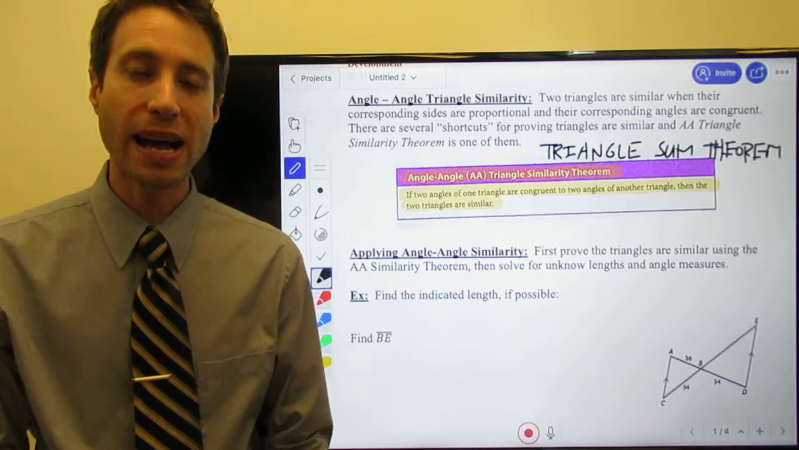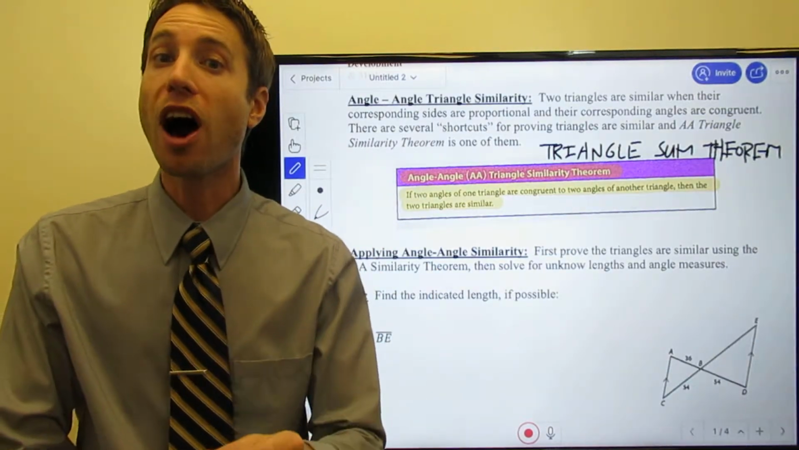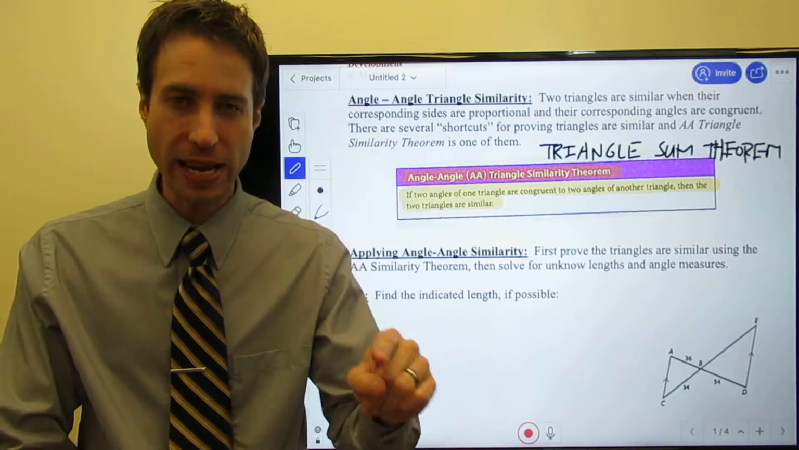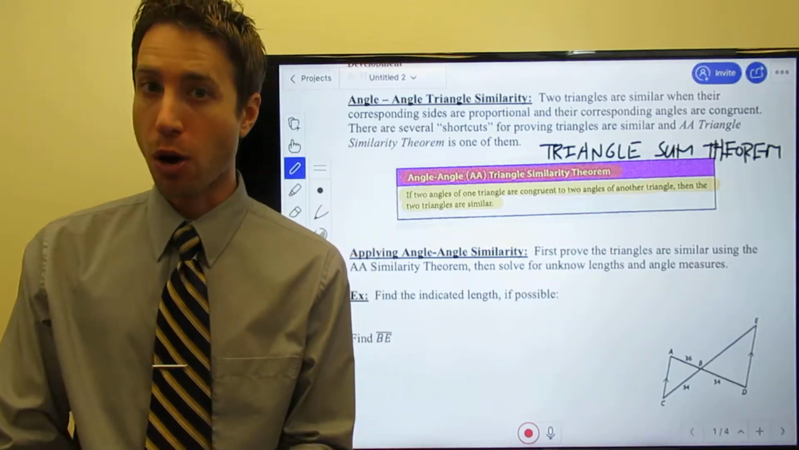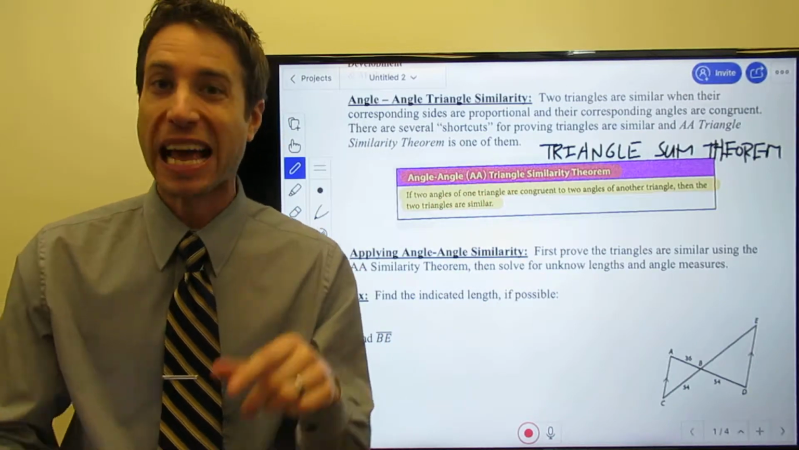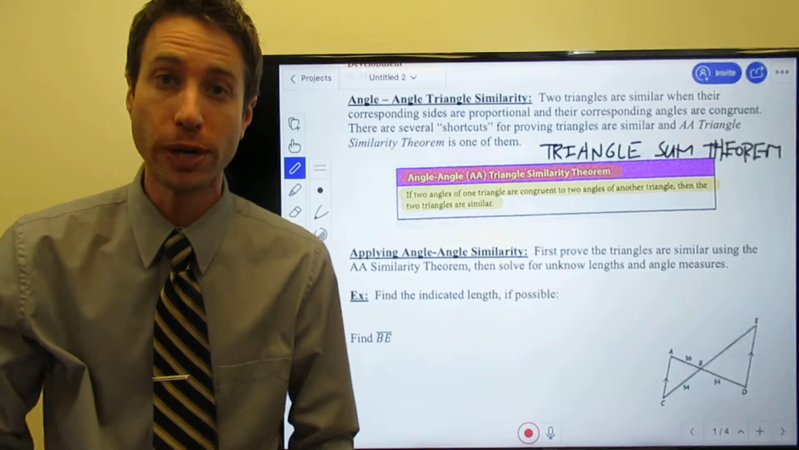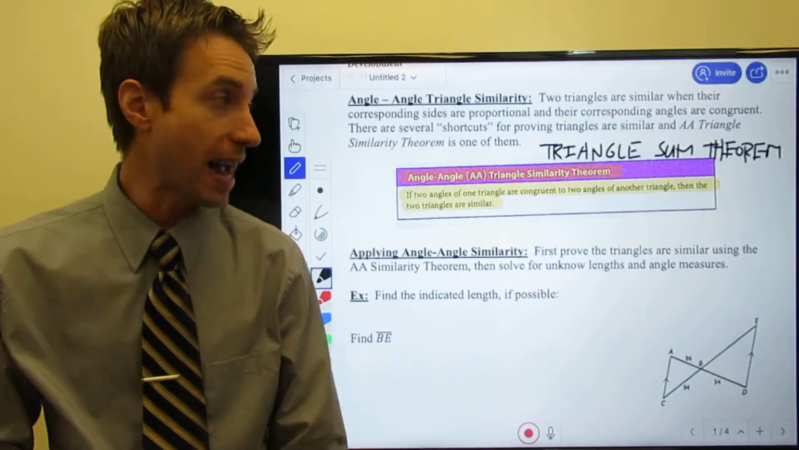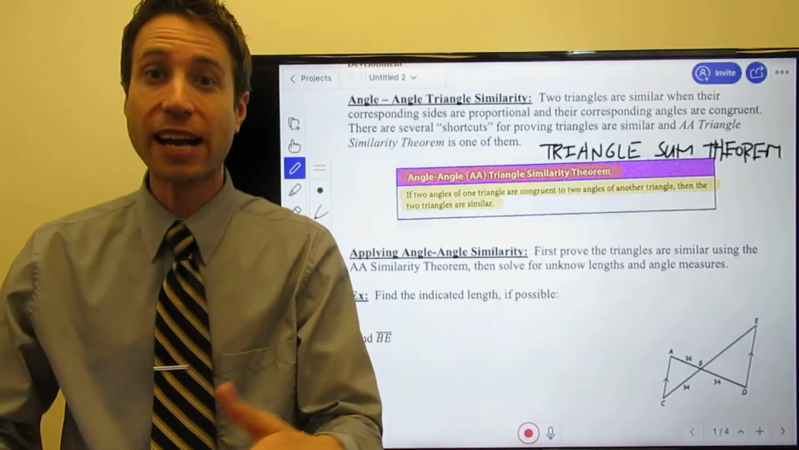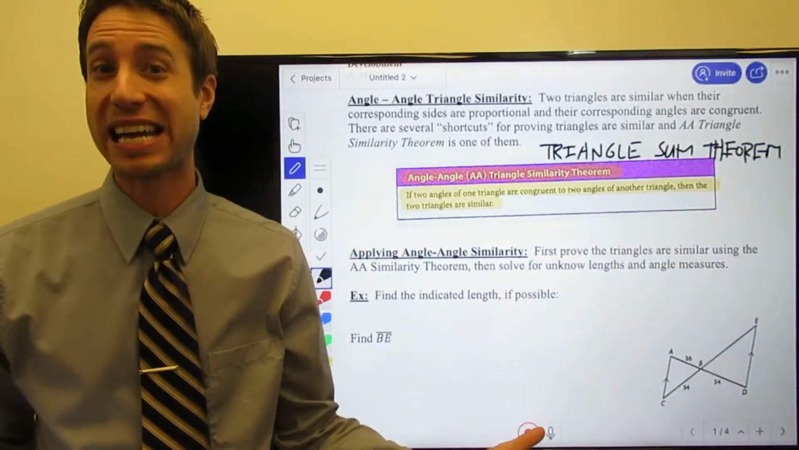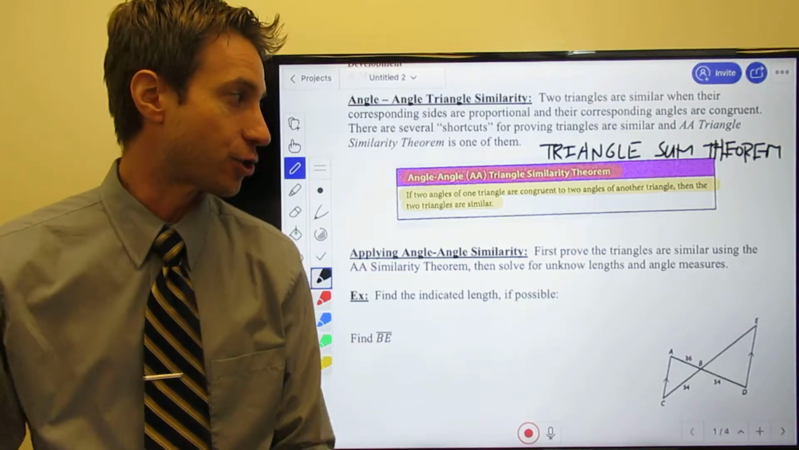Remember, in a triangle, the internal angles must sum to 180 degrees. All three angles have to sum to 180. If you've got two different triangles and you know that two of the angles in both of those triangles are congruent, what do you know about the third pair of angles? They have to be the same because all three angles have to sum to 180 degrees in both triangles. If they don't, you don't have a triangle.